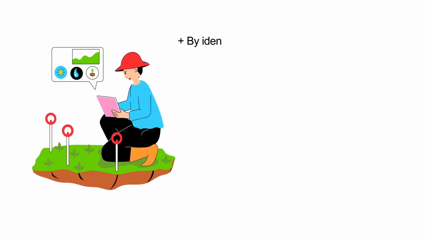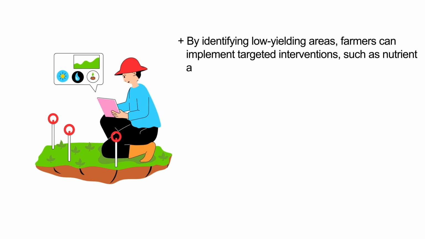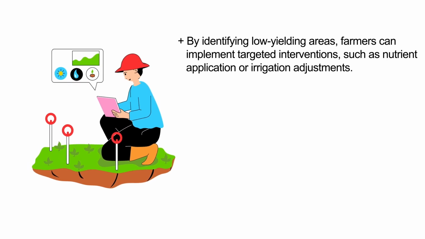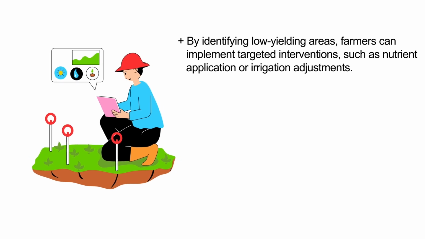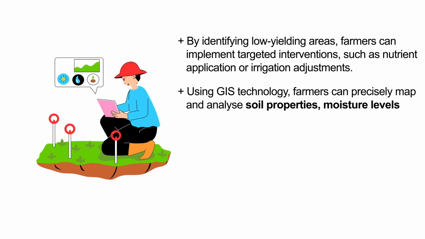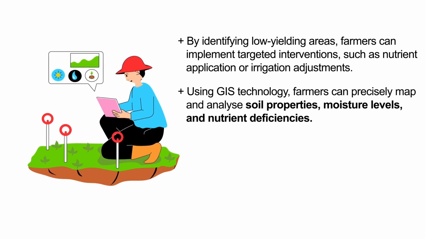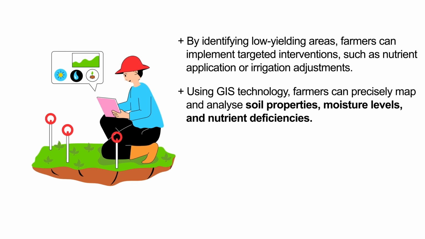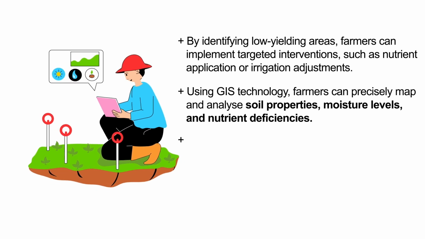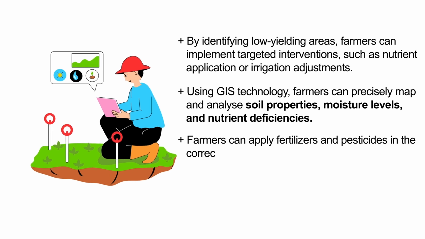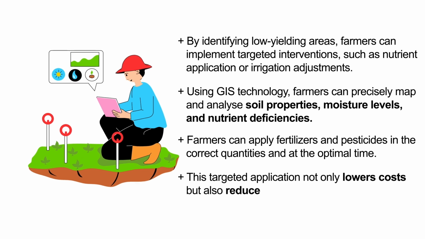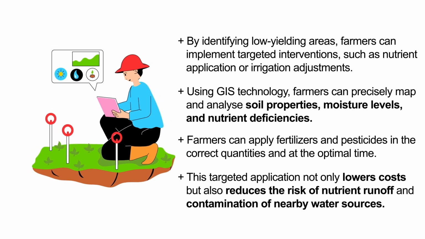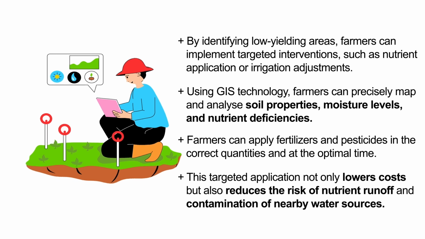For example, by identifying low-yielding areas, farmers can implement targeted interventions, such as nutrient application or irrigation adjustments. This precise approach enhances efficiency and reduces resource wastage. Using GIS technology, farmers can precisely map and analyze soil properties, moisture levels, and nutrient deficiencies. By accurately assessing the needs of each field, farmers can apply fertilizers and pesticides in the correct quantities and at the optimal time. This targeted application not only lowers costs, but also reduces the risk of nutrient runoff and contamination of nearby water sources.